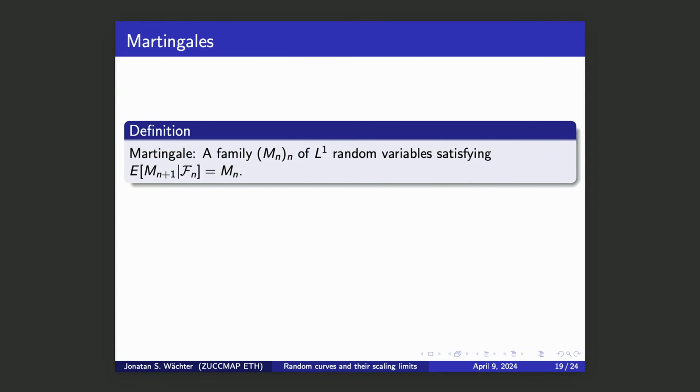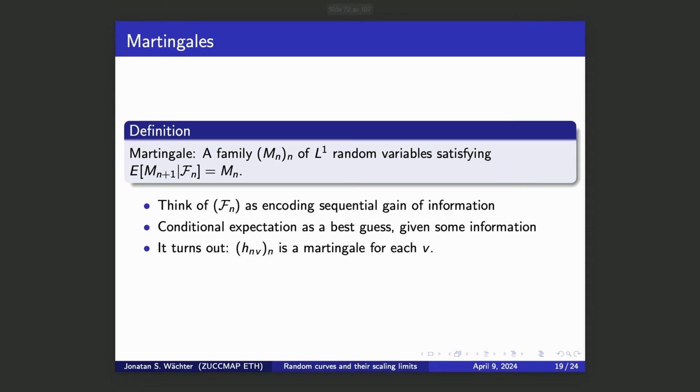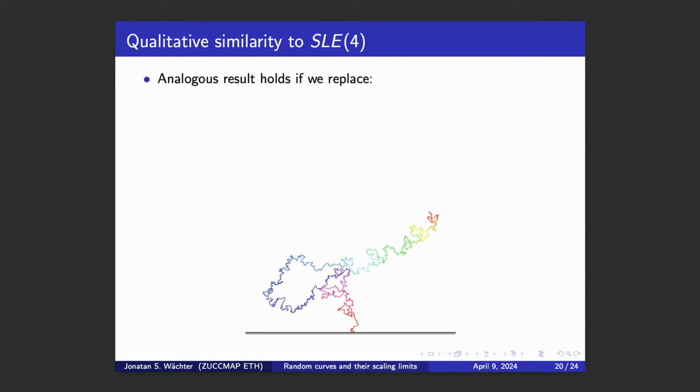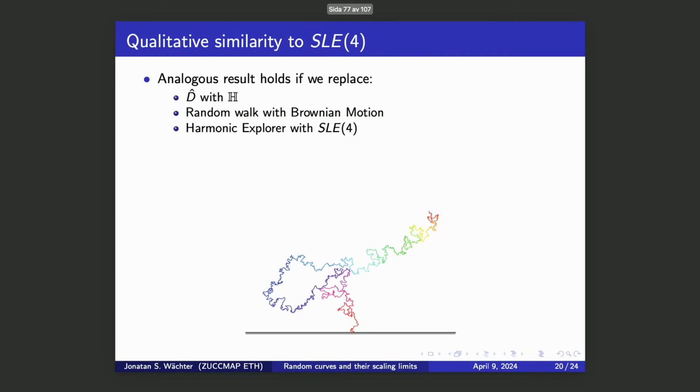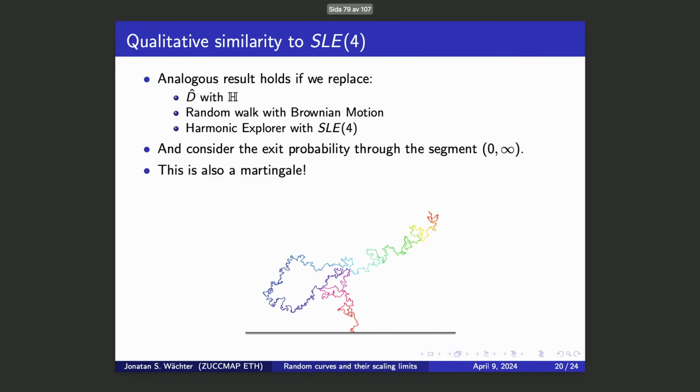A martingale, I probably don't need to define this for the given audience, but it captures this idea that my best guess for the next random variable in the sequence is the previous one. And this filtration here is encoding the sequential gain of information, which we're going to take to be this very geometric information that we have from what the curve has traced out. And as I said, this Hn of V is a martingale for each vertex V. This martingale observable. And as I told you before, something very analogous holds for SLE4. We can consider this exit probability through this segment or on the right side of the curve.